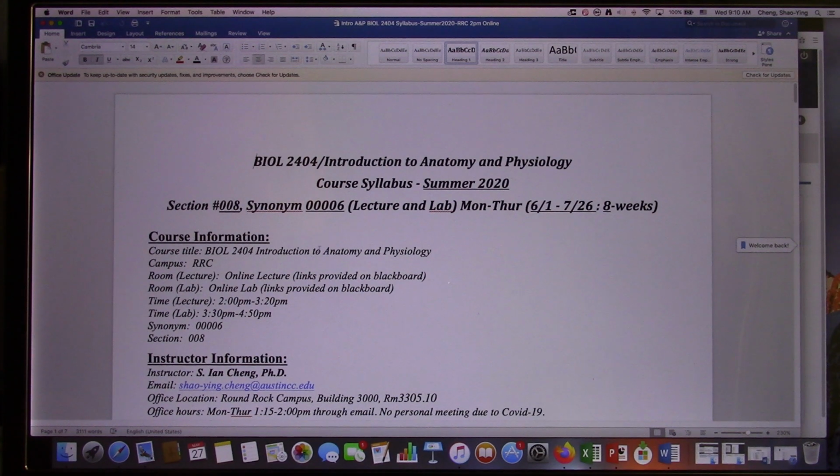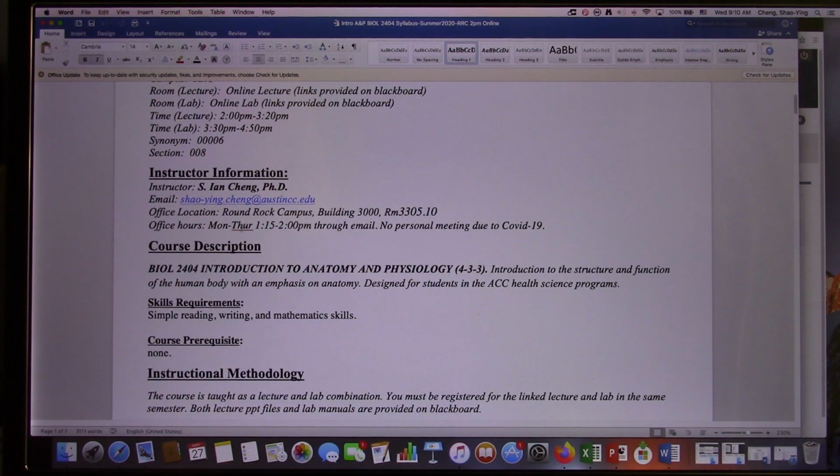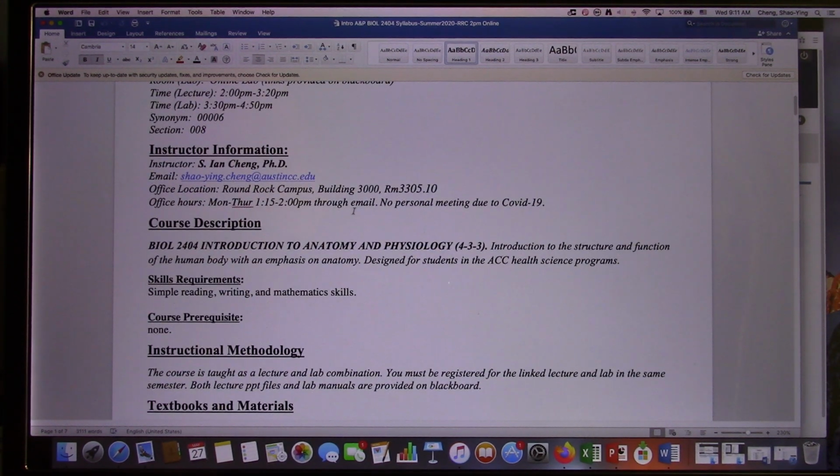It tells you the class information, my email address, a lot of you have already contacted me, and my office hours. So far there's no in-person meeting due to COVID-19. The best way to contact me is through email. If you really want to have a Zoom meeting or a Google meeting, we can try to set it up, but the best way is email.